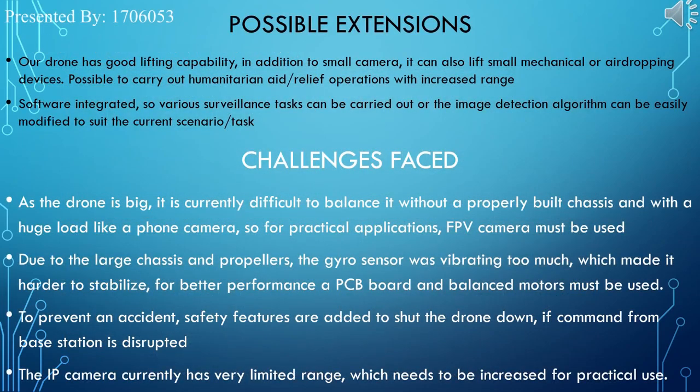Here are some possible extensions for our project. Our drone has good lifting capability. In addition to a small camera, it can also lift small mechanical or air-dropping devices, making it possible to carry out humanitarian aid or relief operations with increased range. Also, our drone has integrated software, so various surveillance tasks can be carried out, or the image detection algorithm can be easily modified to suit the current scenario or task.